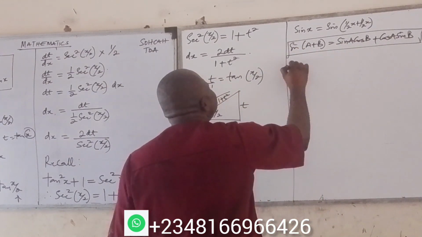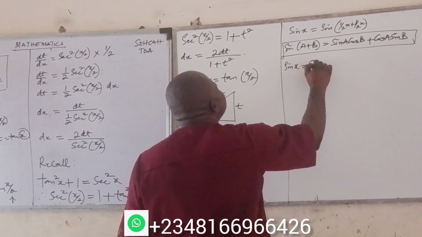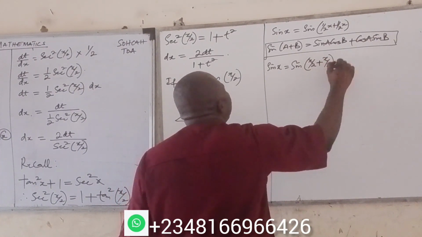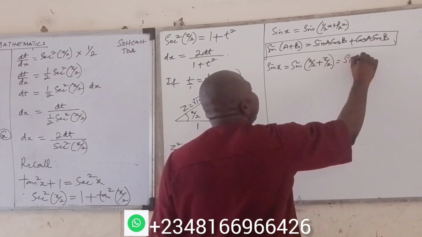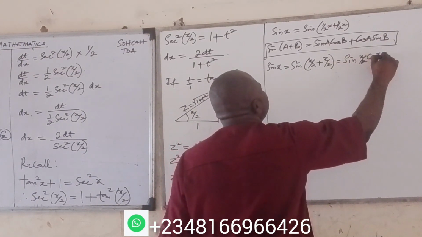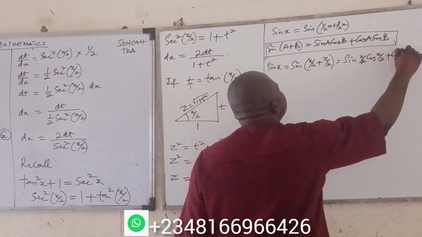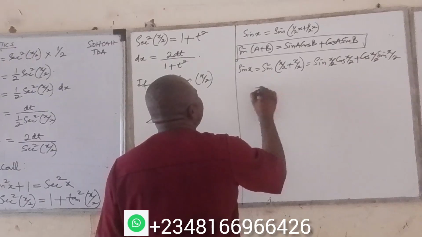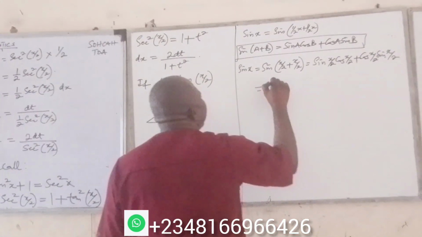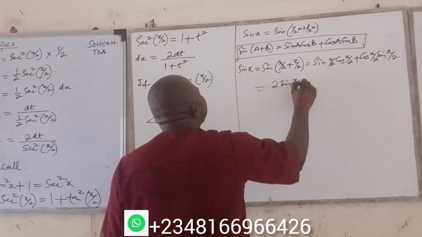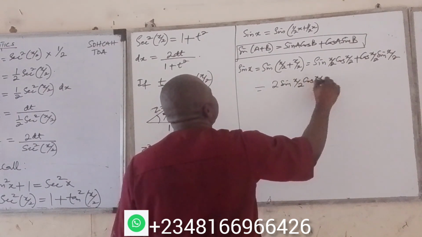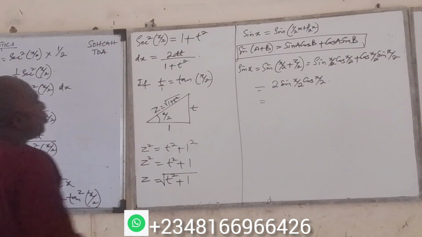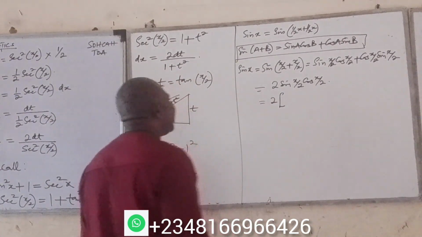So it therefore means that sine x, which is the same thing as sine of x over 2 plus another x over 2, will be equal to sine x over 2 cos x over 2 plus cos x over 2 sine x over 2. Since these two terms are equal, it will give us 2 sine x over 2 cos x over 2. So here we have 2.